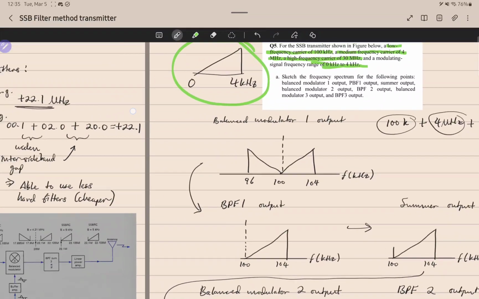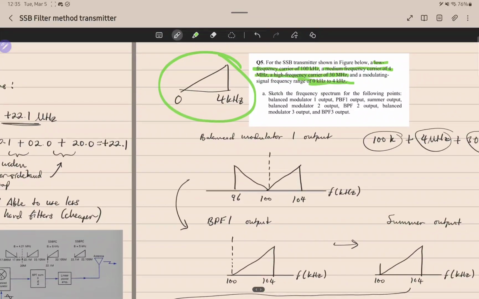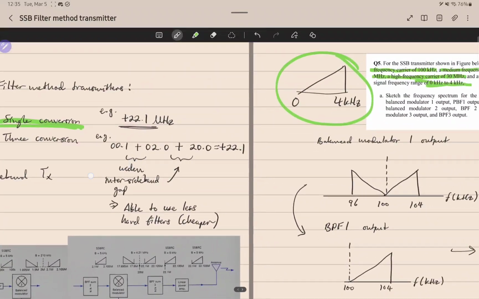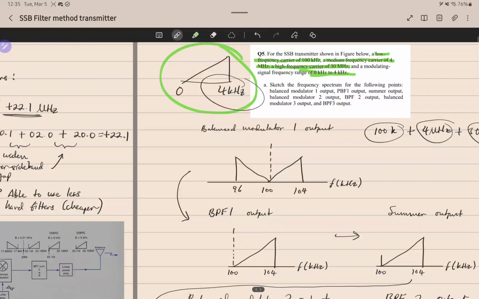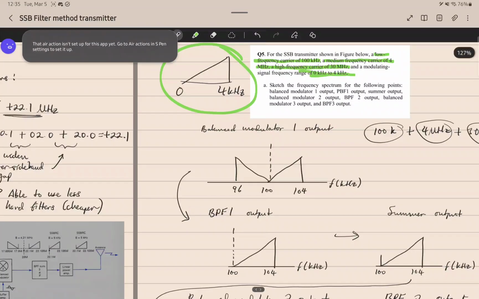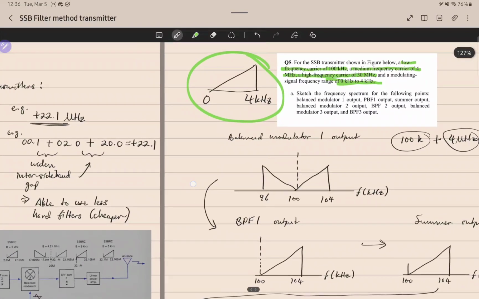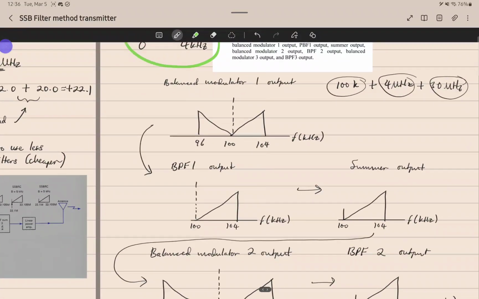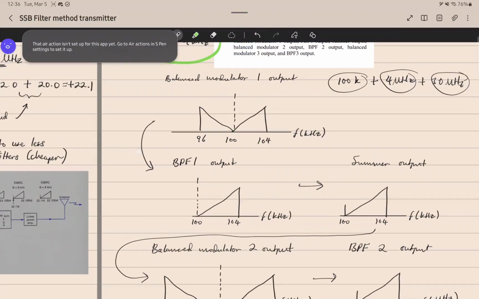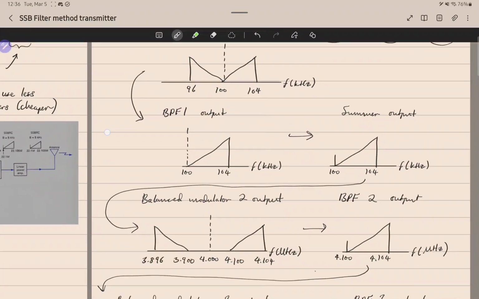The thing is really simple. You add 100 kilohertz. So from 0 here, you just add 100 kilohertz. To 4, you add 100 kilohertz, so you have 100 and 104 kilohertz, and this is just 100 minus 4 kilohertz, so you get 96 kilohertz. But of course we don't really care about this because we're going to put it through a bandpass filter anyway.